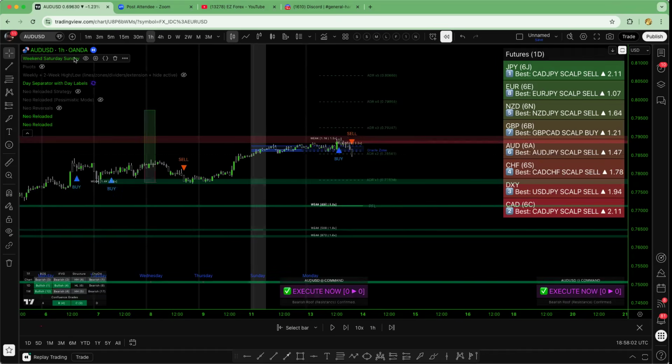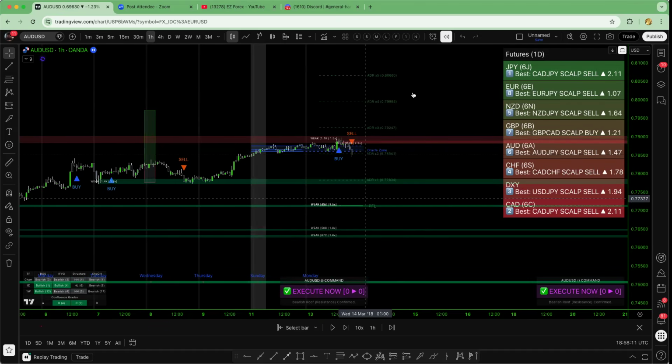There's something called weekend, Saturday, Sunday. This is your week separators, and I've got something called day separator with day labels. So this is how I can see my week and my days.